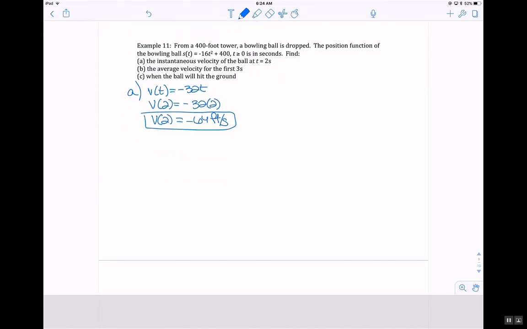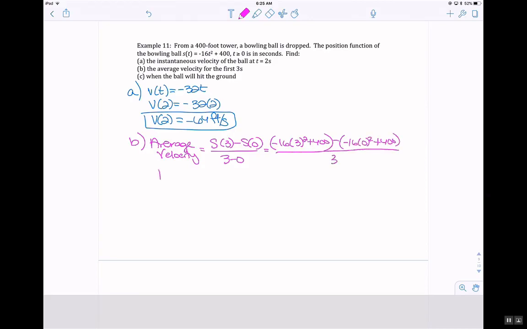B, to change colors. Average velocity. So the average velocity is the change in position, so s of 3 minus s of 0 over 3 minus 0. So change in position over the change in time. So negative 16 times 3 squared plus 400 minus negative 16 times 0 squared plus 400 all over 3. So your average velocity, when you do the arithmetic, will give you negative 48 feet per second.